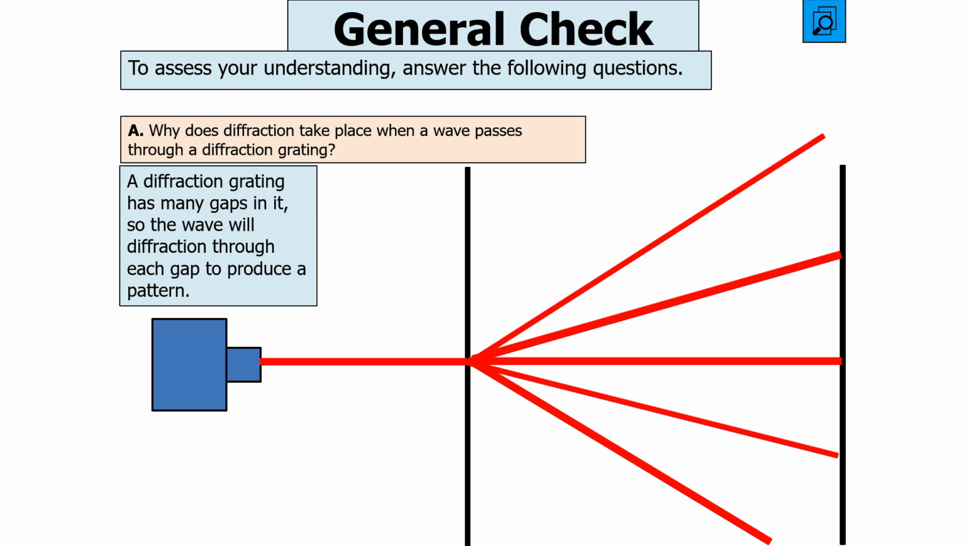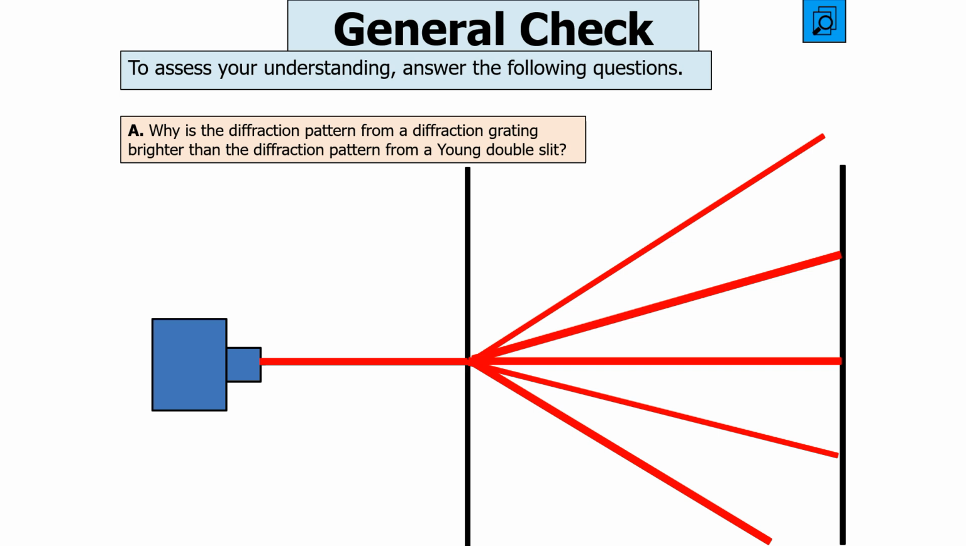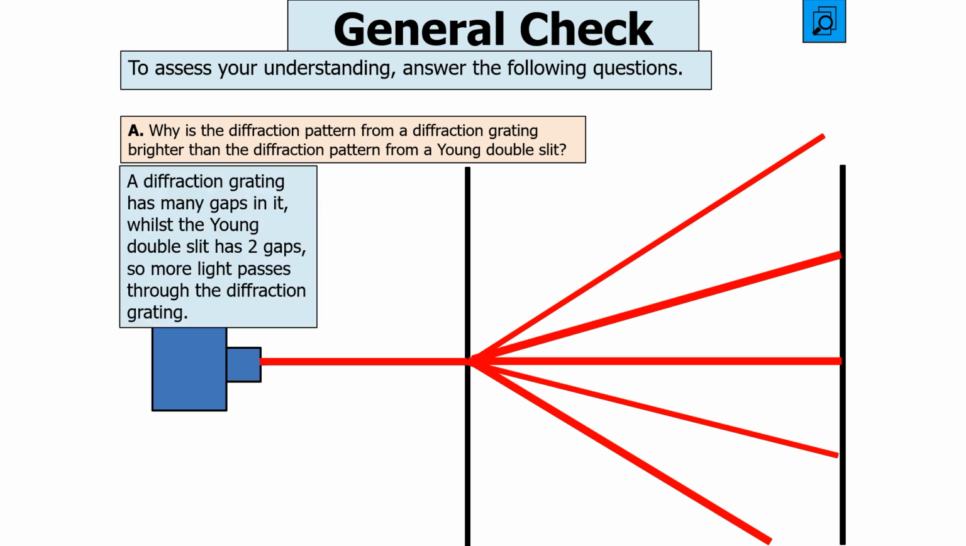A diffraction grating has many gaps in it, so the wave will diffract through each gap to produce a diffraction pattern. Why is the diffraction pattern from a diffraction grating bigger than the diffraction pattern from a Young's double slit? Pause the video now, then unpause when you want to go through your answer. Well, a diffraction grating has many gaps in it, whilst a Young's double slit has 2 gaps in it. This therefore means more light will pass through the diffraction grating.